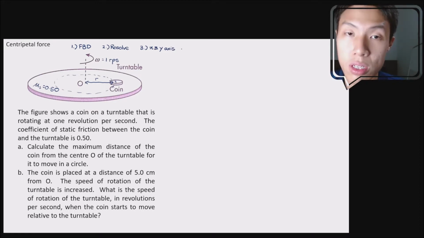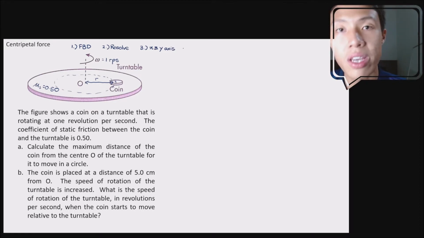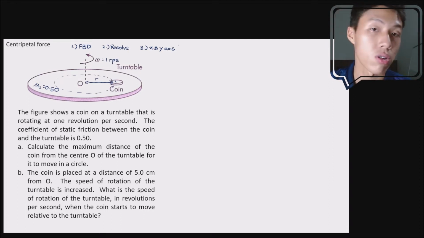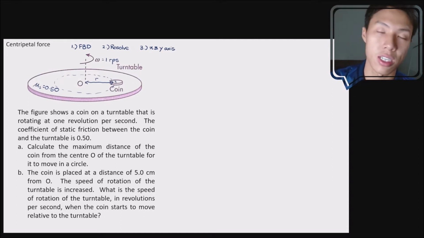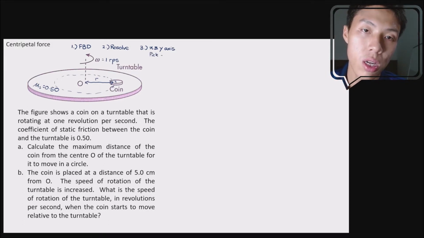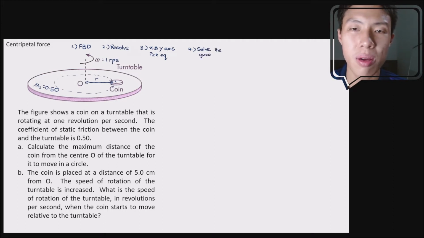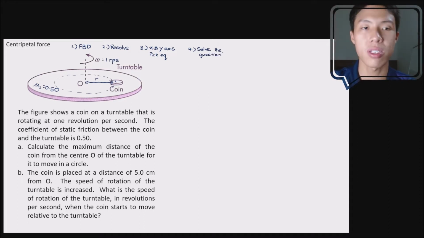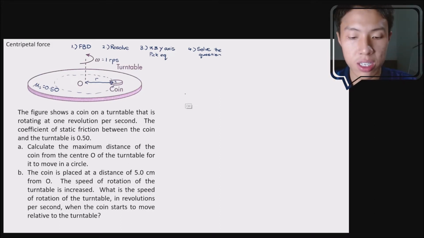Whether to use Newton's first law, sum of Fx or Fy equals 0, or you're going to use the second law, sum of Fx or Fy equals m times centripetal acceleration. So once you pick your equation, then you solve your question using the equation that you use. Okay, solve the question. It's more like steps. I don't really have a specific keyword for what the steps are, but usually you start with a free body diagram, you resolve the free body diagram, you analyze both of the axes, you pick the equation, then you solve the question. Okay, so let's try to sketch a free body diagram for this situation over here.